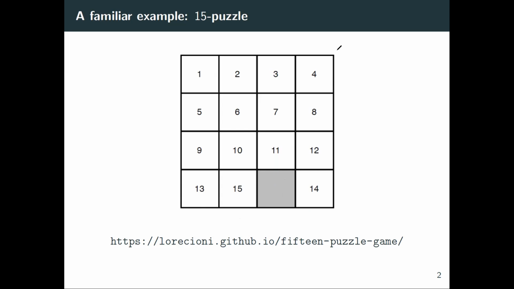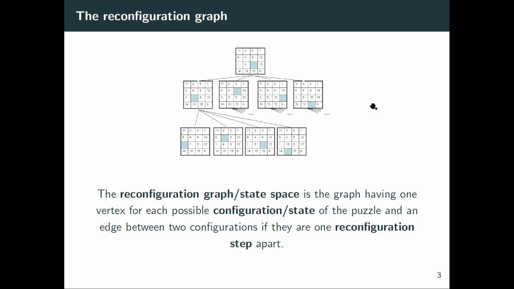So why do I start my talk by talking about the 15 puzzle? It's because the way you solve the 15 puzzle tells you a lot about the area of combinatorial reconfiguration. The standard way we would think about the 15 puzzle is by looking at the state space, or what we call the reconfiguration graph of the 15 puzzle. So what does that graph consist of? Well, we have one vertex, or one node, in this graph for each possible configuration of the puzzle.